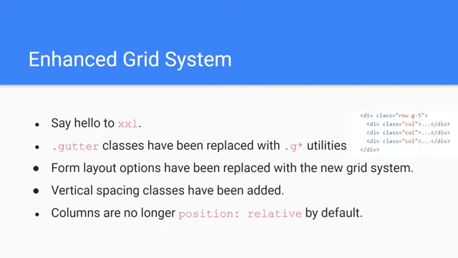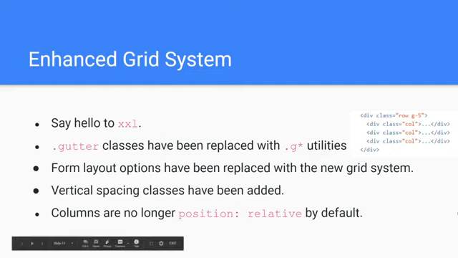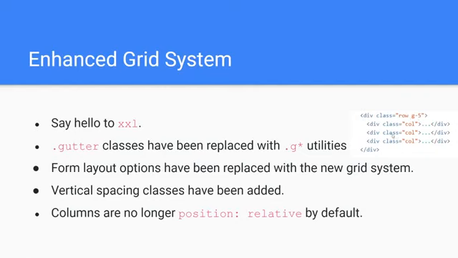And as I mentioned, the enhanced grid system has a few changes now. They introduced a new breakpoint, which is double large. The gutter class has been replaced with g utilities, so you can see how easily you can add gutters now to your rows and columns. Form layout options have been replaced, vertical spacing has been added, and columns are no longer positioned relative by default.